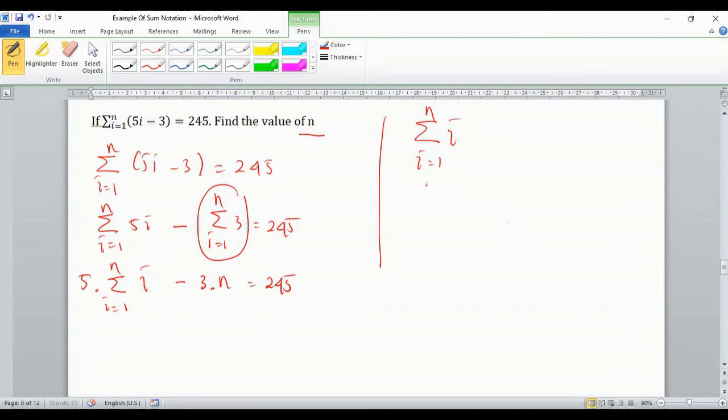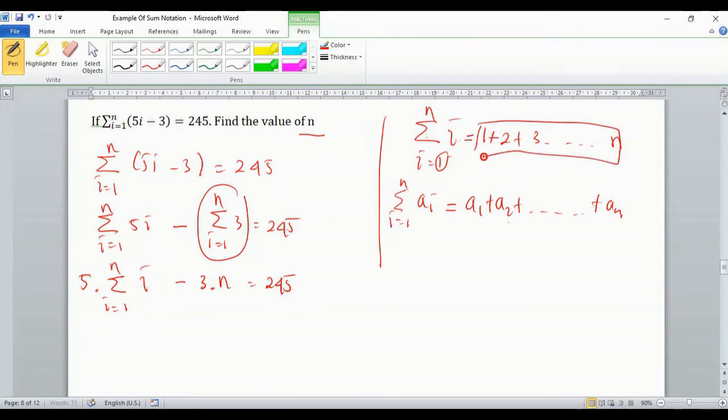Remember, sigma i equals 1 to n of i is the same as the first term plus the second term plus dot dot dot until the general term, right? So in here it is still the same. You can make the series to be 1, because starting from 1, then 2 plus 3 plus dot dot dot until n. So sigma means you need to sum the values.